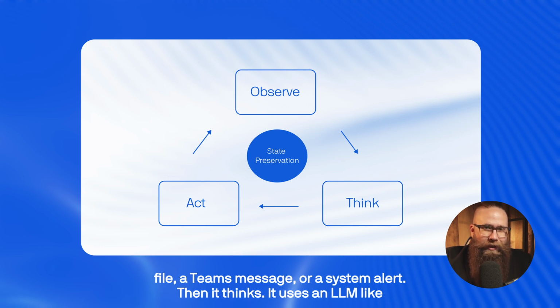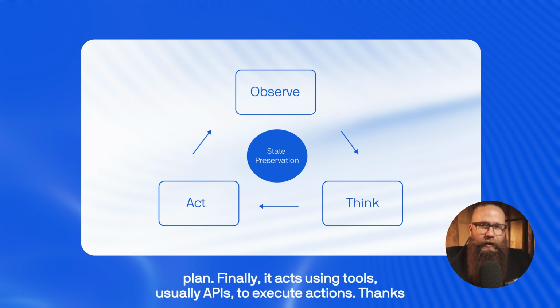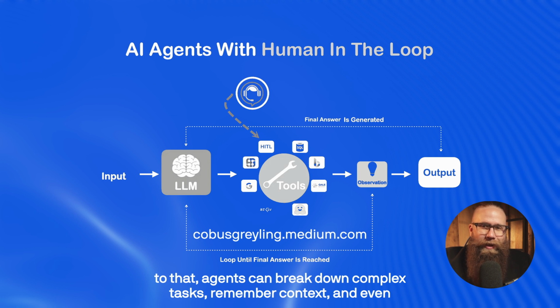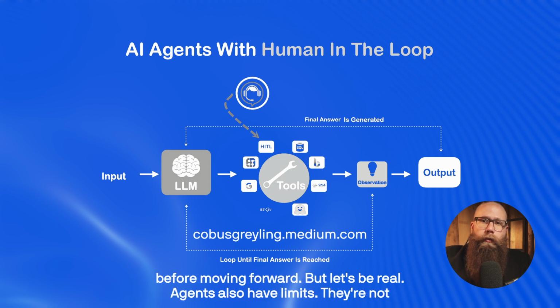Then it thinks. It uses an LLM like ChatGPT to analyze the data, reason through it, and create a step-by-step plan. Finally, it acts using tools, usually APIs, to execute actions. Thanks to that, agents can break down complex tasks, remember context, and even collaborate with humans, what we call human in the loop, asking for approval before moving forward.